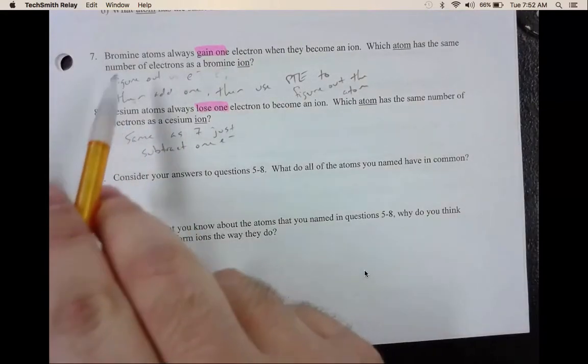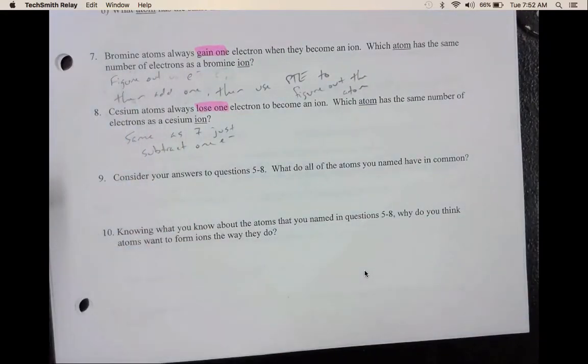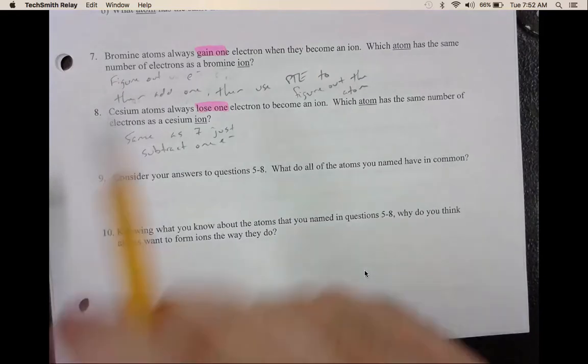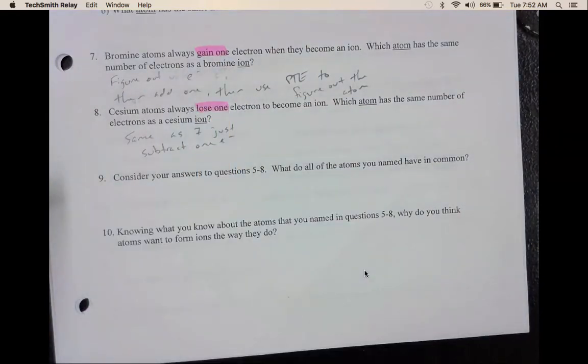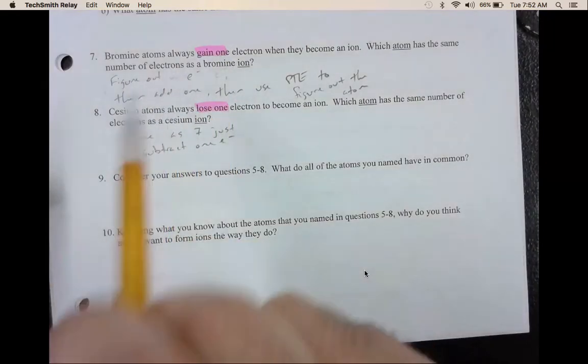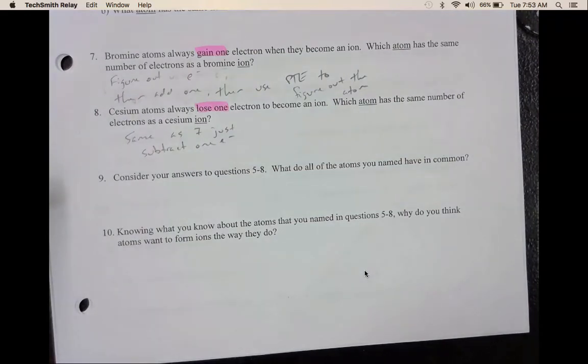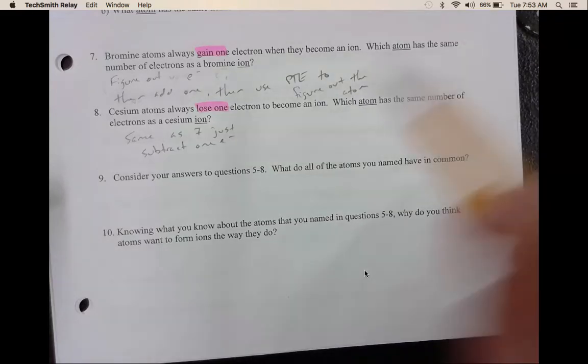So question 7, we're looking at a bromine atom, so we should know how many electrons a bromine atom has. It tells us it gains 1 electron to become an ion. So to figure out which atom this is, you have to remember that protons equal electrons. So then once you have the total number of electrons, you know that the electrons is equal to the atomic number. Then you can use the periodic table to look up that atomic number. That is your atom or element.